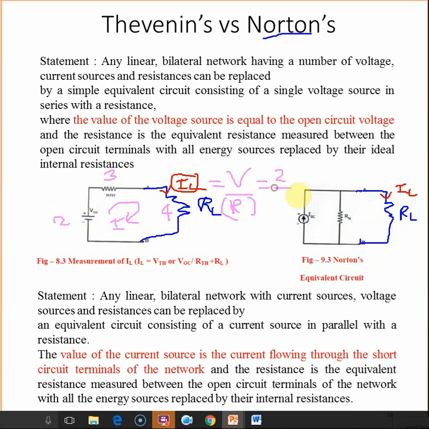2 divided by, so 3 plus 4, being series connected, is 7. So 7 you directly write. This is the load current. So if I find the load current, in step number 3 only I am explaining the load current. This is method 2 you want to find out.